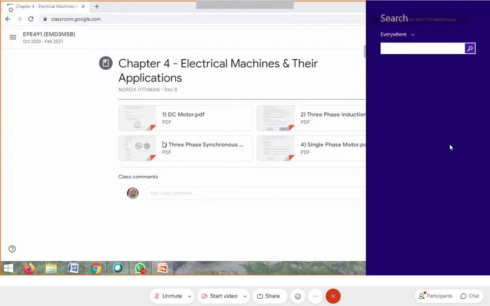So kita start dengan DC motor, and then after that, kita akan pergi ke three-phase induction motor, and then three-phase synchronous motor, and then kita akan tengok single-phase. What happen in single-phase?